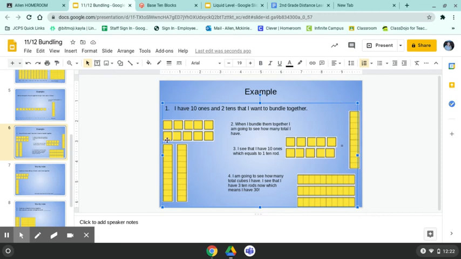Now I'm going to add all of my rods together. So since I made this a rod of 10, I'm going to move it down here. So there's my 2, and I added this one.